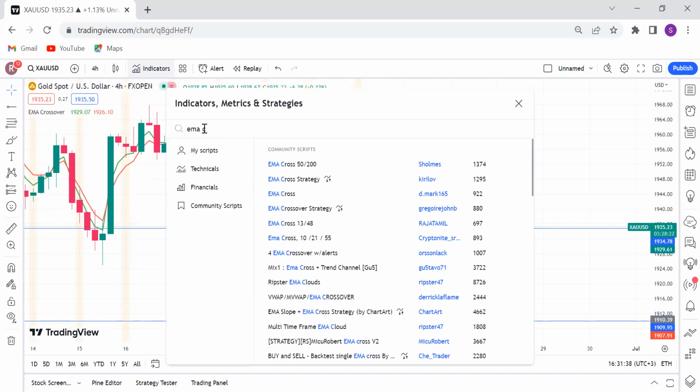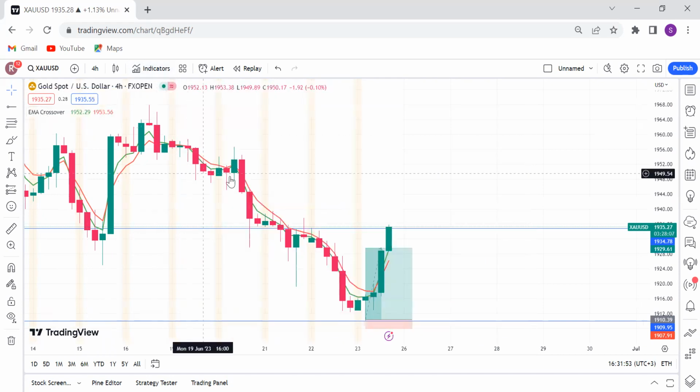See, there are so many of them. These are custom indicators made by people. And did you know you can make your own, by the way? Yes, you can. So these are all custom made indicators.